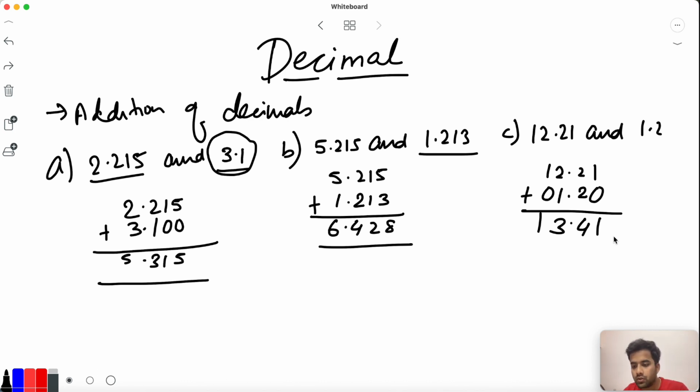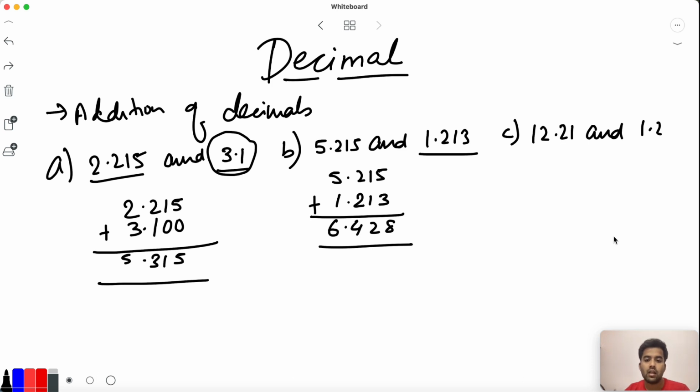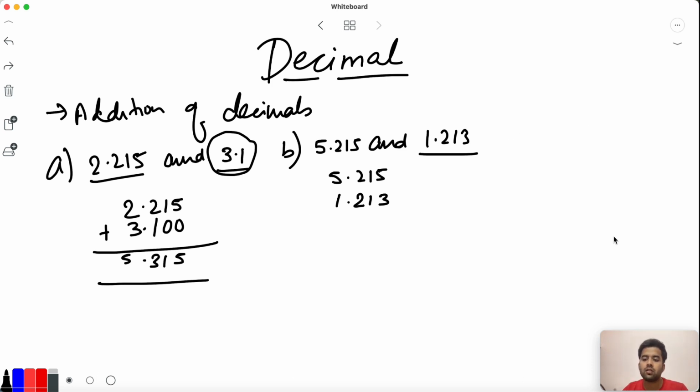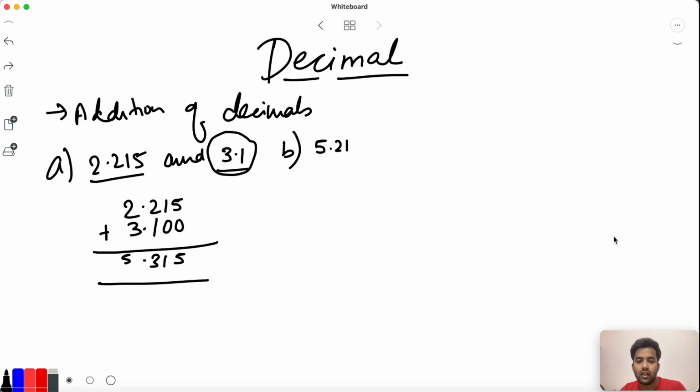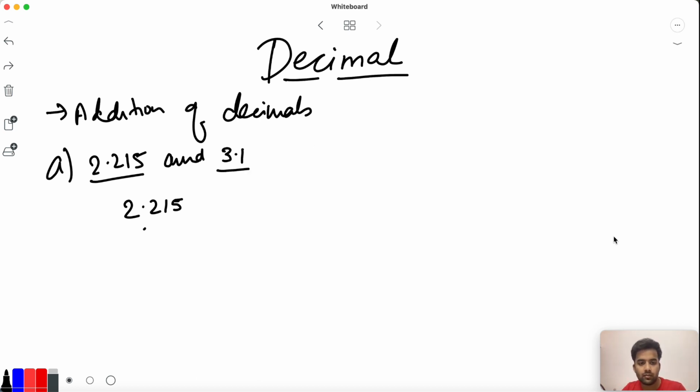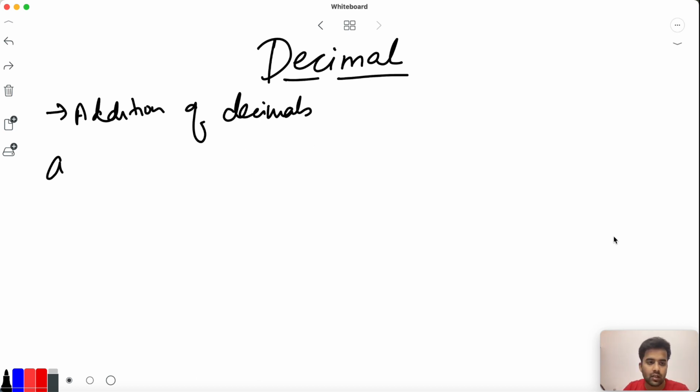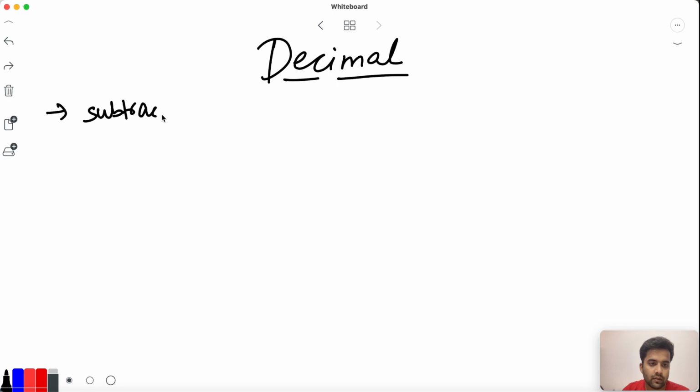Shall we proceed to the subtraction part? If you want to recap the things, you can go back in the video and recap. And if you want to copy, you can pause the video and copy it. Fine. So let's start with subtraction now.